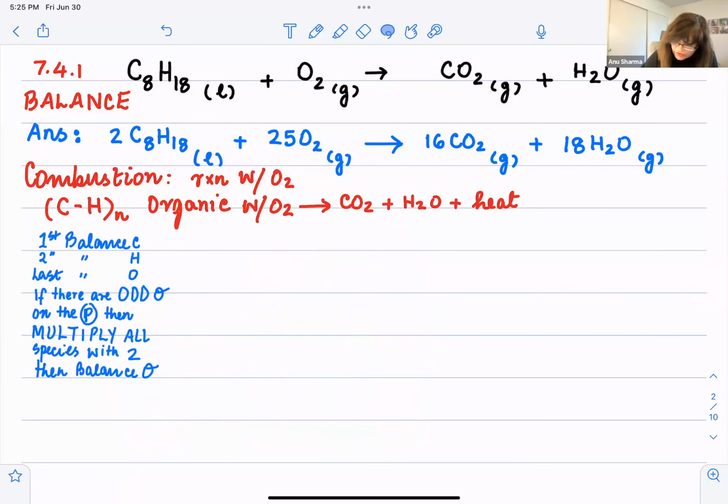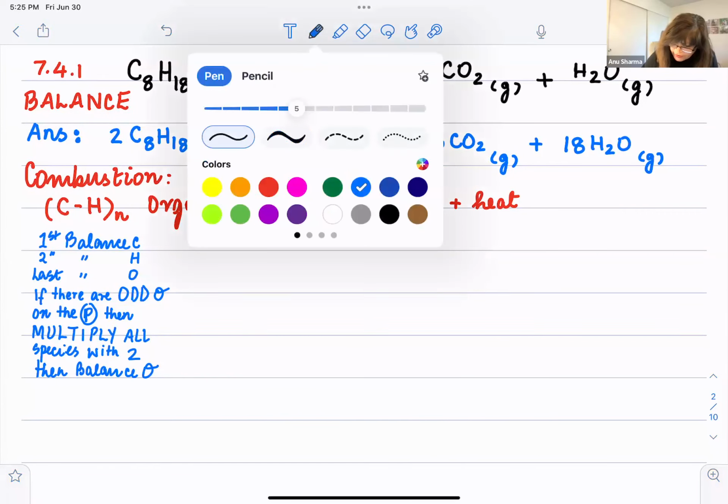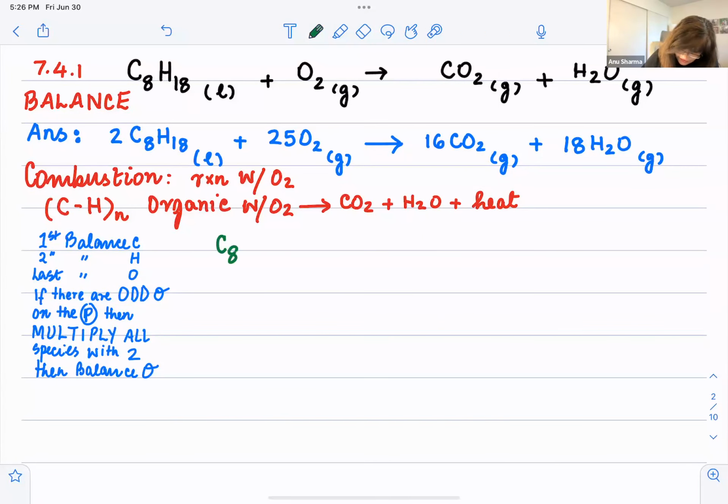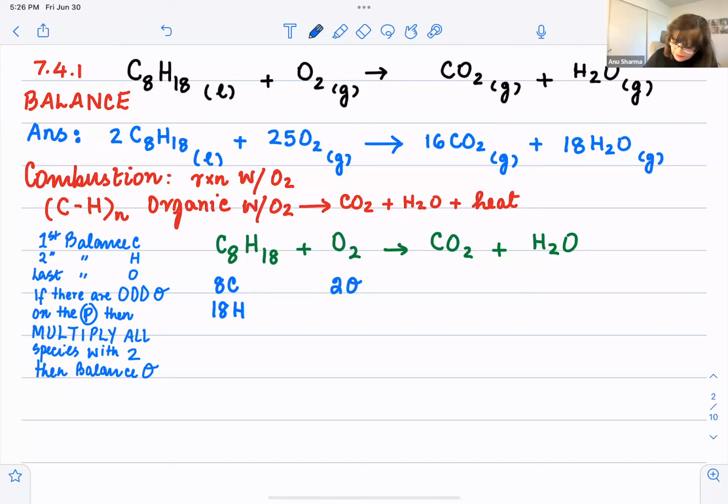Okay, so let's do this now. We have to write this equation. Here, C8H18 plus O2 gives you CO2 plus H2O. Now let's write down what is given. We have 8 carbons, 18 hydrogens, 2 oxygens, 1 carbon, 2 oxygens, 2 hydrogens, and 1 oxygen.